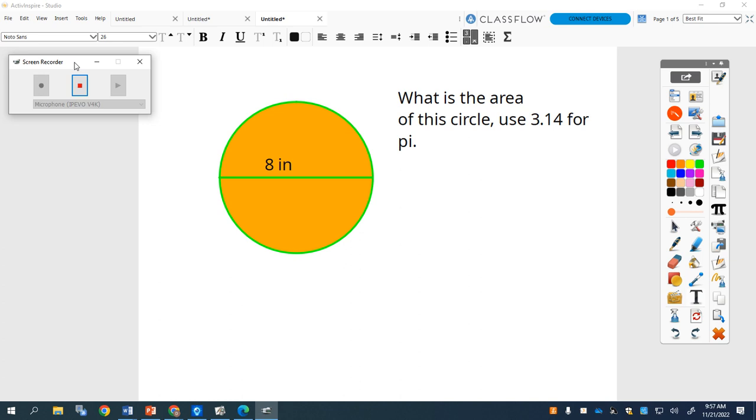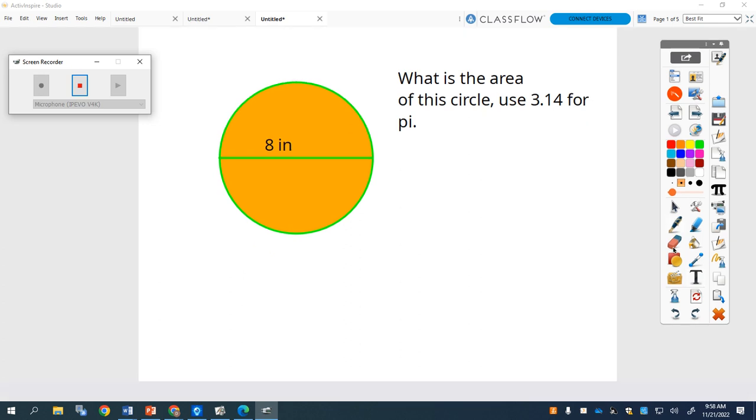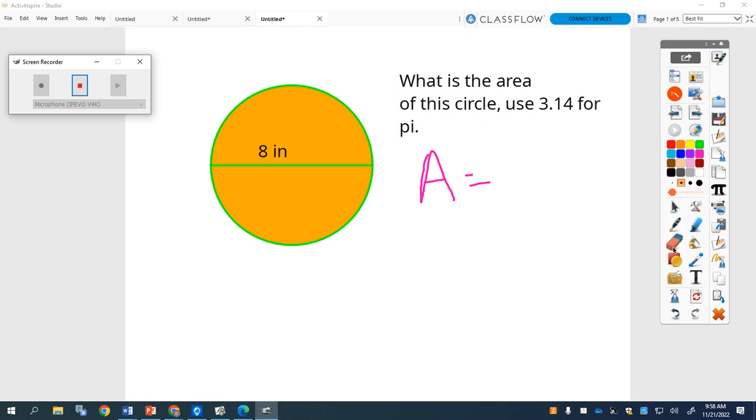All right, so here we go. First problem. What is the area of this circle? Use 3.14 for pi. First step, we have to remember what the formula is to find the area of a circle. Area of a circle is pi times radius squared. Well, the problem is that this line right here isn't the radius, it's the diameter. If our diameter is 8, what is our radius? 4. All right, so our radius is 4 inches.